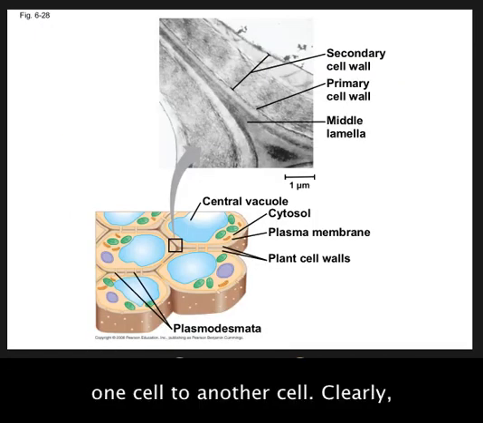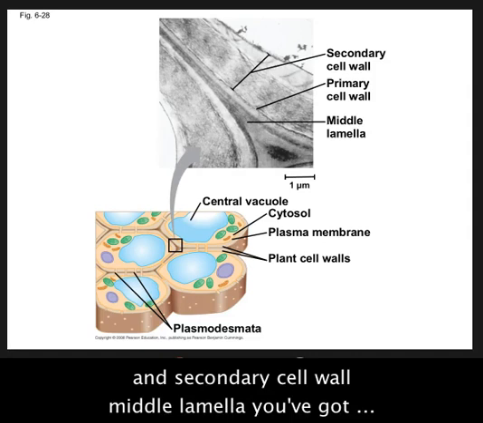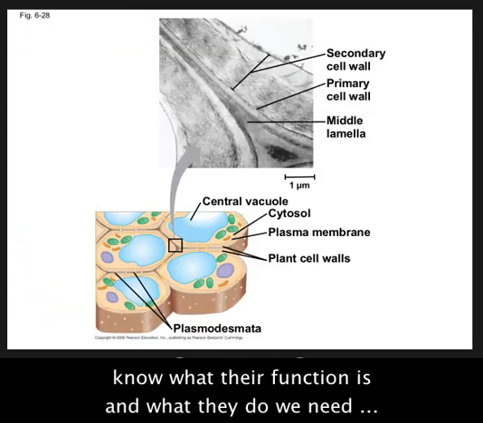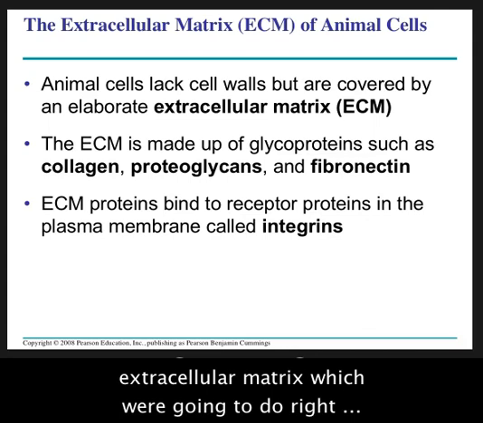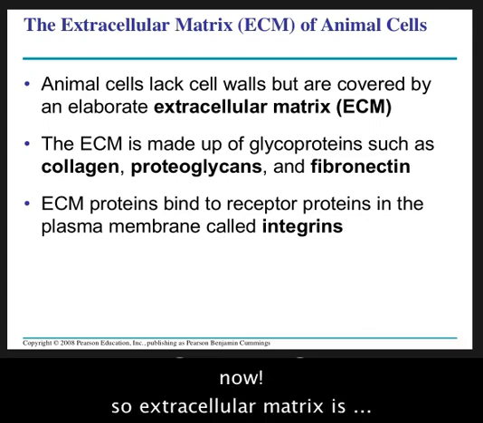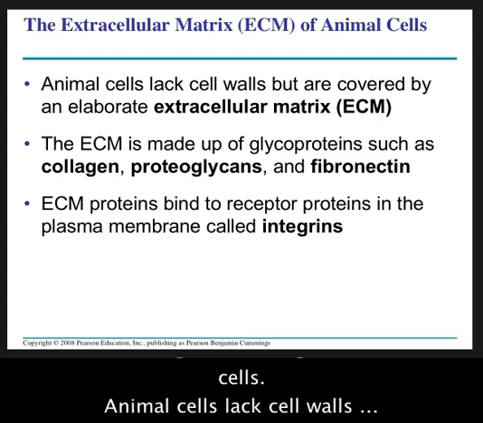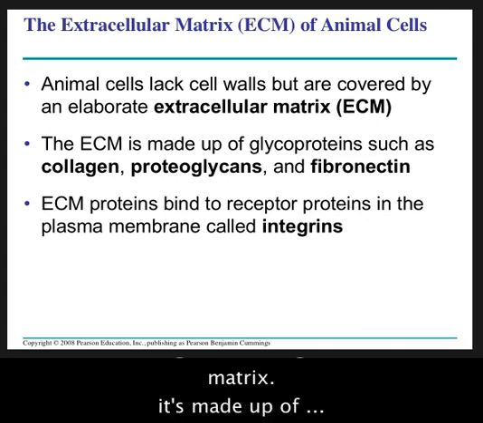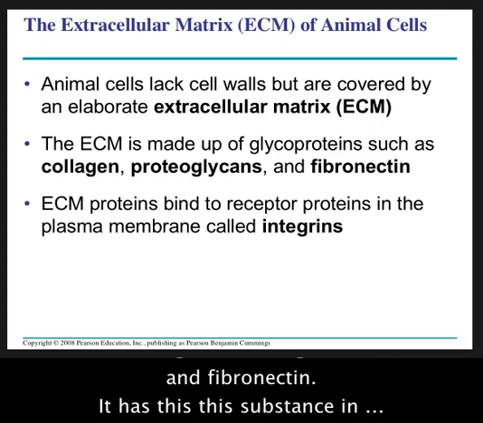So you've got some vocab here. You've got a primary cell wall, a secondary cell wall, a middle lamella. You've got plasmodesmata. As far as cell walls go, you want to know what their function is and what they do. We need to grab this part right here and talk about it in extracellular matrix, which we're going to do right now. So extracellular matrix is something we talk about in animal cells. Animal cells lack cell walls, but they have this very elaborate extracellular matrix. It's made up of glycoproteins like collagen, proteoglycans, fibronectin. So it has this substance in between the cells.